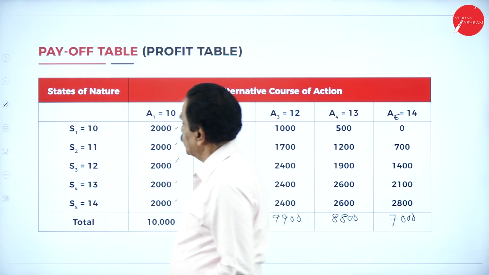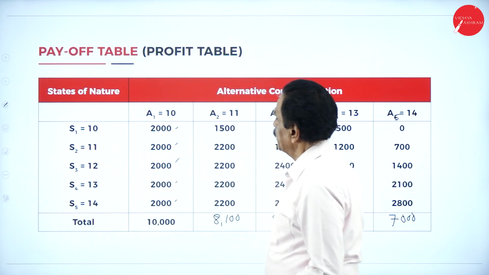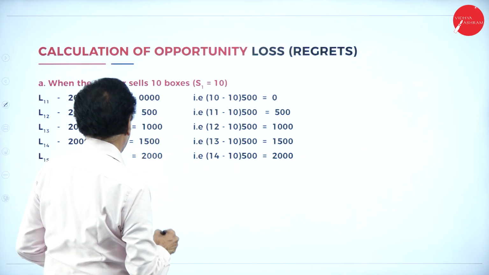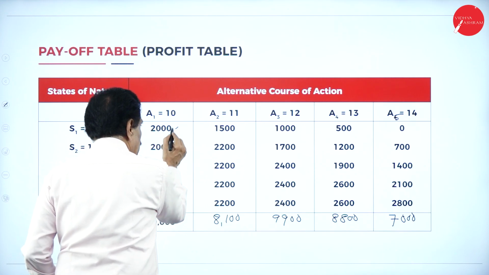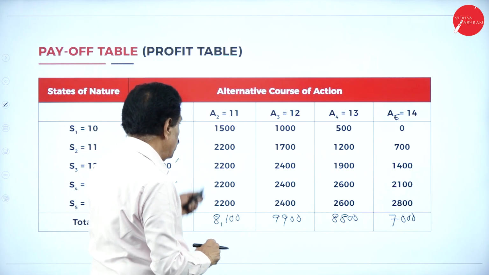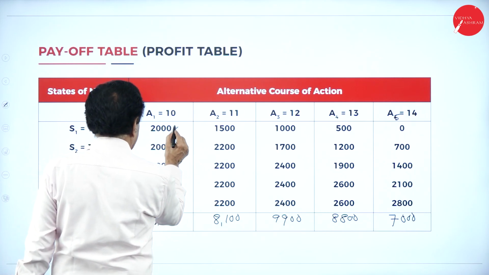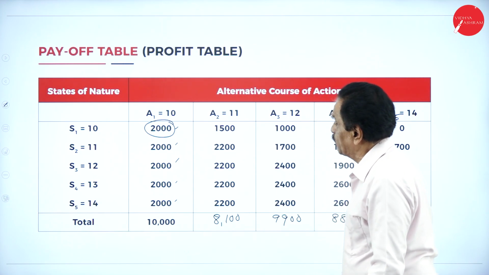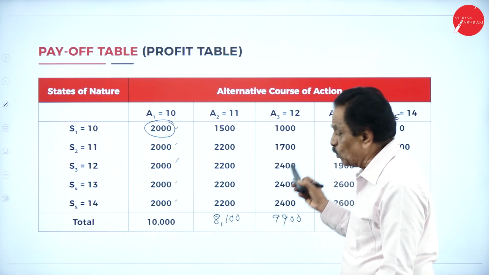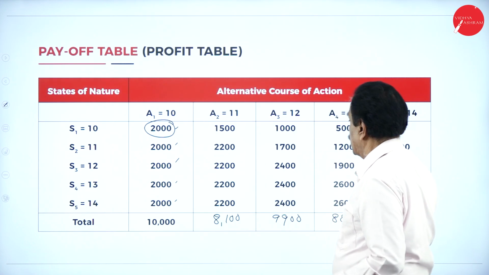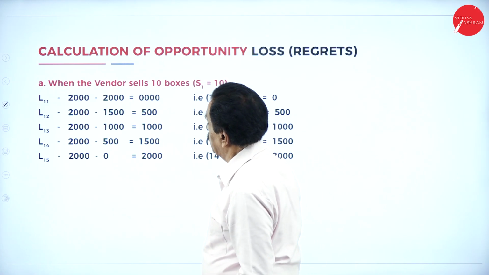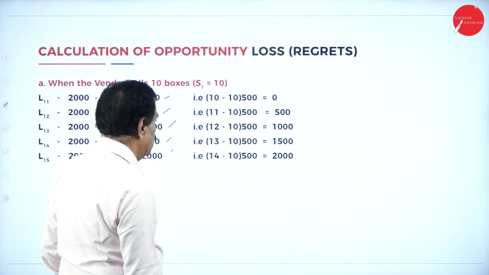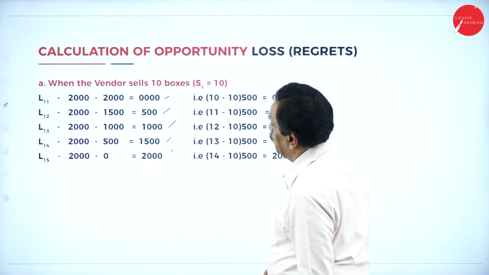Now, what is the first question? Maximax. Here, to get the opportunity loss table, take the row-wise highest. For the first column, 2,000 is the highest. You take 2,000 as the base. 2,000 minus 1,500 is 500. 2,000 minus 1,000 is 1,000. 2,000 minus 500 is 1,500. 2,000 minus 0 is 2,000. So 500, 1,000, 1,500, 2,000.